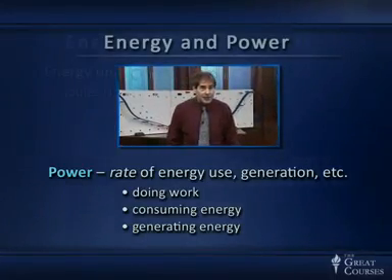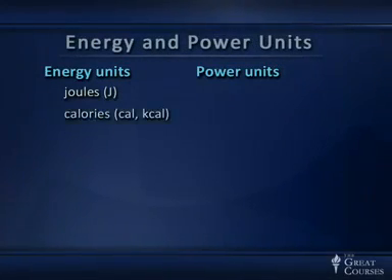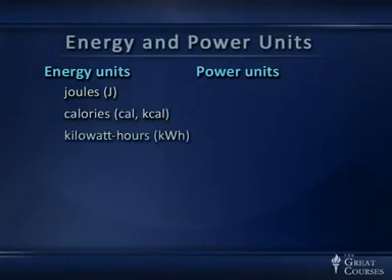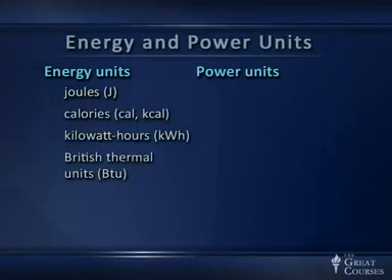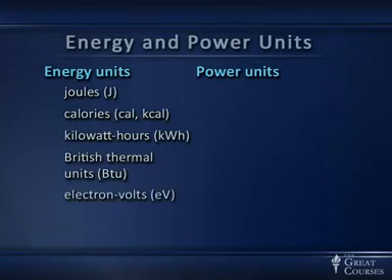They have different units. Energy is measured in joules, as we've seen. It's also measured in calories. More about that in a minute. It's also measured in kilowatt hours. That's how you pay for energy on your electric bill. It's measured in British thermal units. If you're an engineer in the United States or a heating contractor, you work with British thermal units. It's measured in electron volts if you're a physicist or chemist. These are all different units of energy.